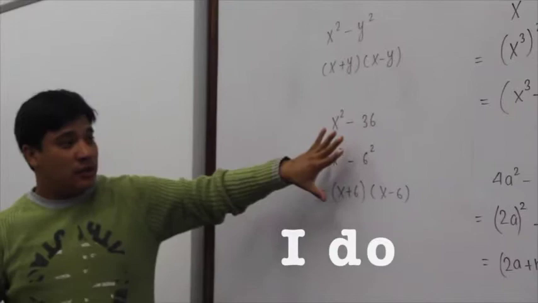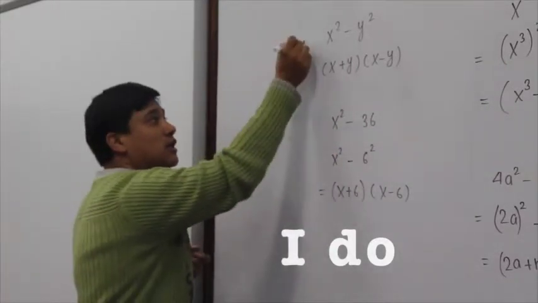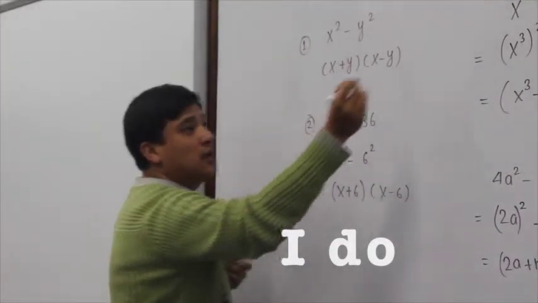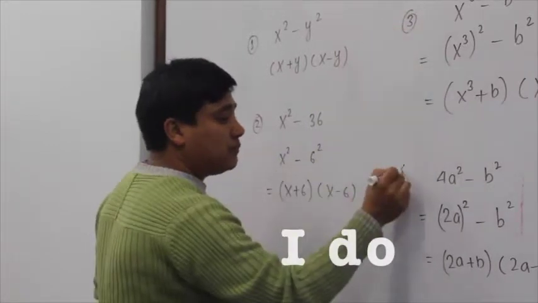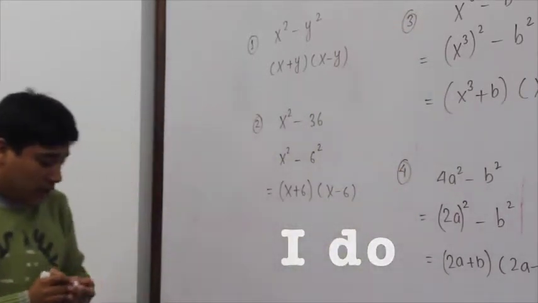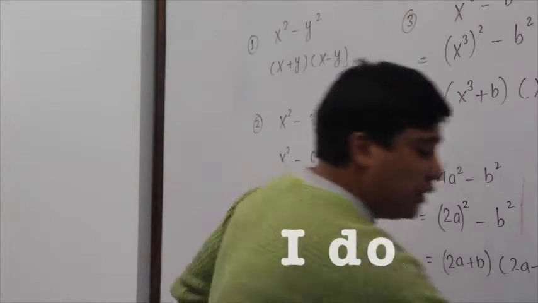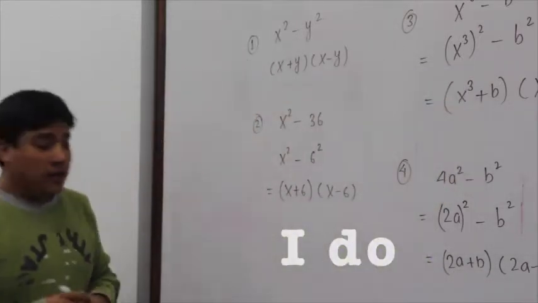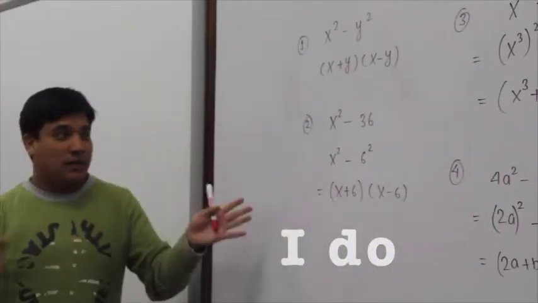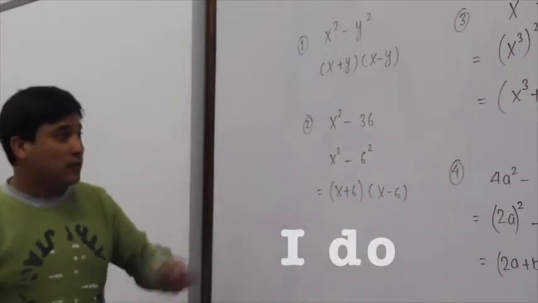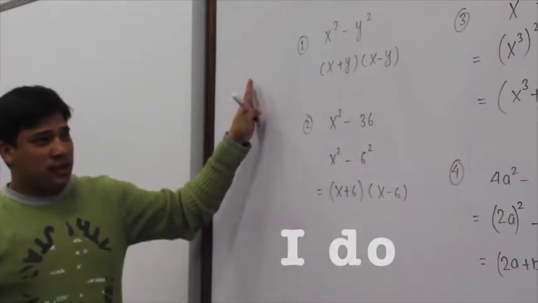I'll just leave it here on the board, so if you need to follow, you can look at these questions. I'll give you two questions here and we'll do them together. I might ask some of you to explain how you can rewrite this in perfect square form. Actually, I need to erase this.